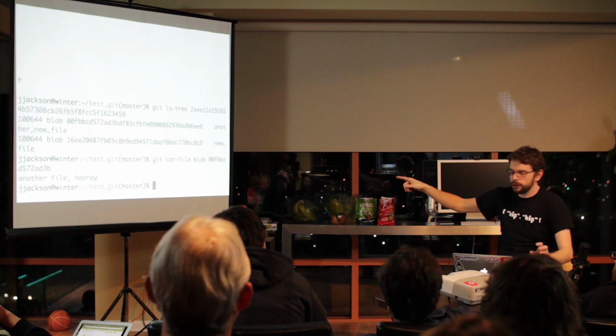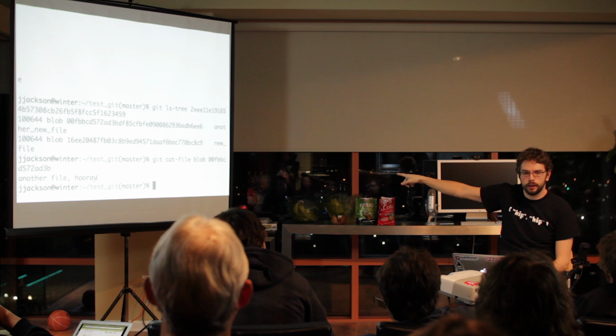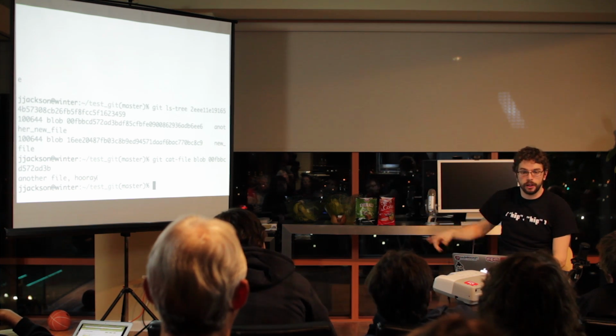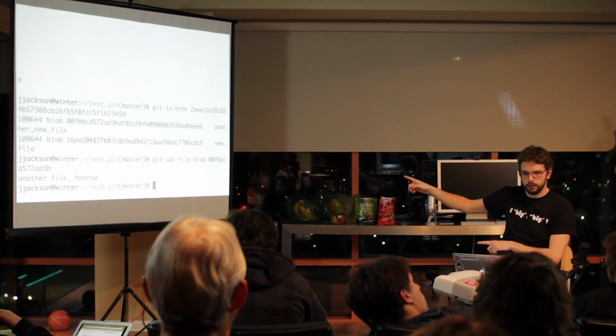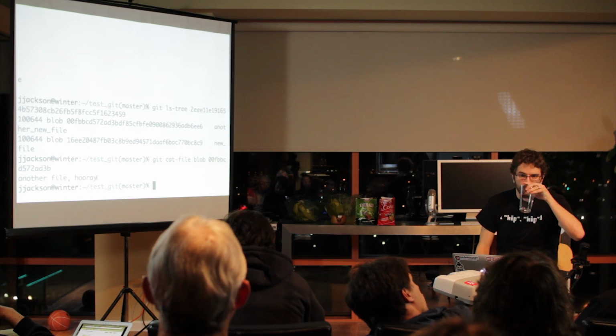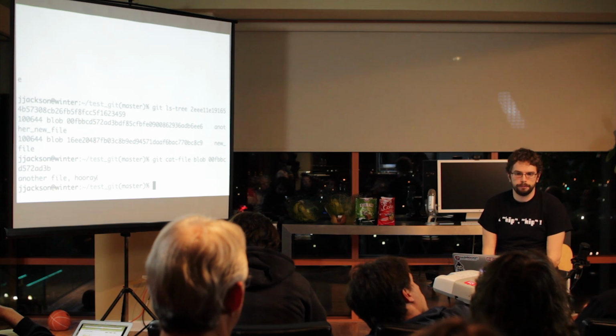So if this file is unchanged and it's still in the next commit, it will only point to that pointer. It won't recreate the file. If this was 2,000 or 3,000 lines long, it wouldn't copy it if it didn't change. But if you have a large file and you make small changes to it and keep committing it, it's going to keep copying the whole file.